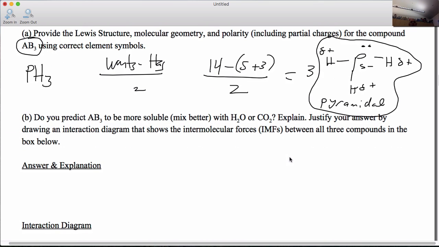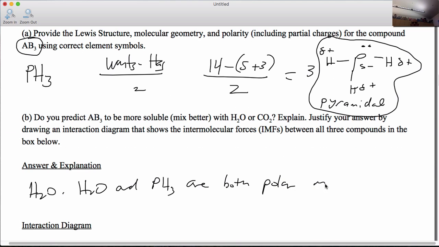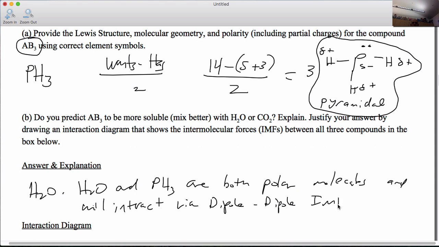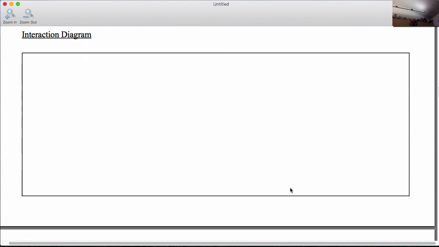Now, do you predict PH3 to be more soluble or mix better with H2O or CO2? Explain. So we know that's going to be H2O, and the answer is H2O and PH3 are both polar molecules and will interact via dipole-dipole IMFs. So let's go ahead and show that interaction diagram.